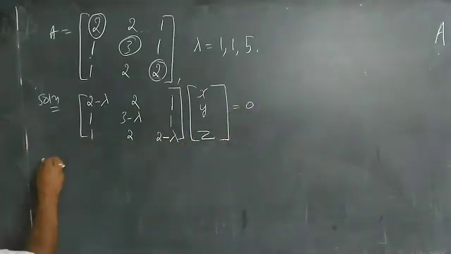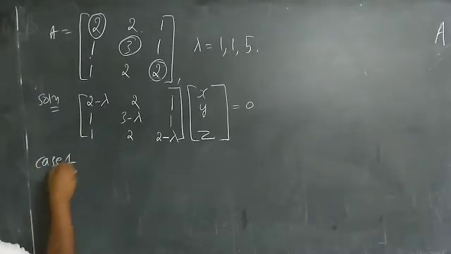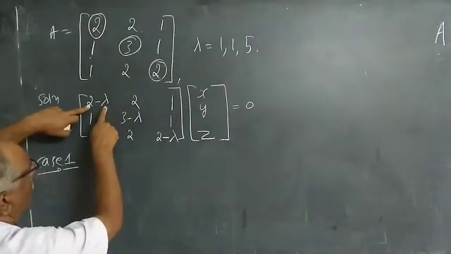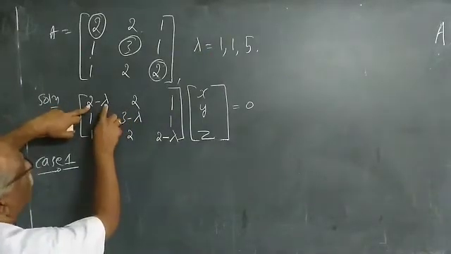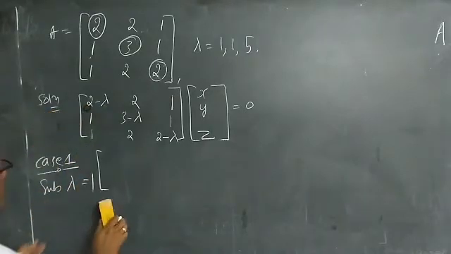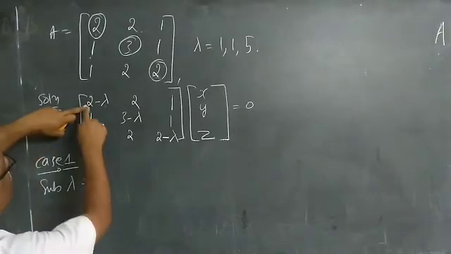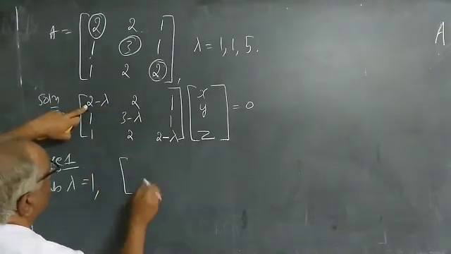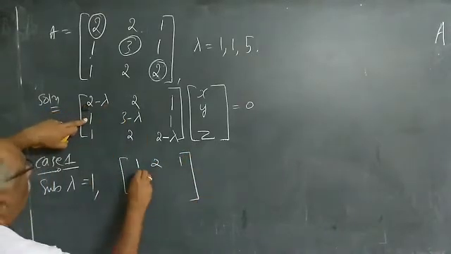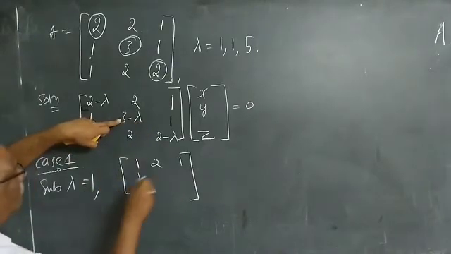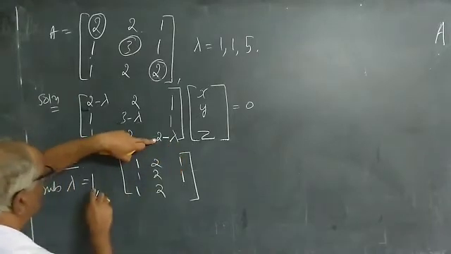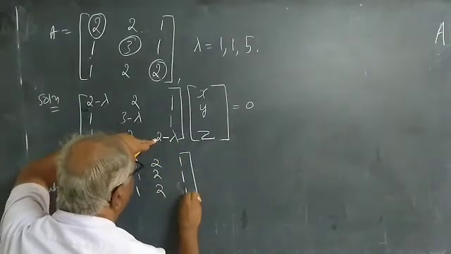Now, let us take case 1. What is case 1? Lambda is equal to 1. Suppose I substitute lambda is equal to 1. Then what do you get? 2 minus 1 is 1, then 2, 1. Next, 1, 3 minus 1 that is 2, 1. Next, 1, 2, 2 minus lambda, that is 2 minus 1, 1.